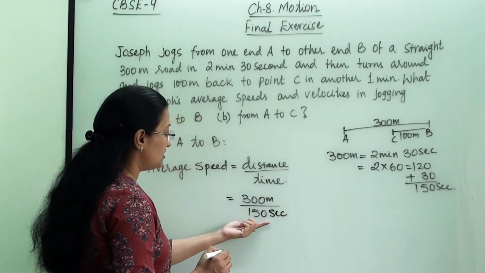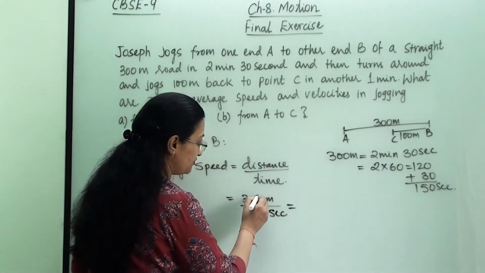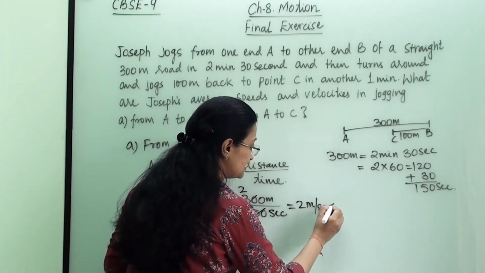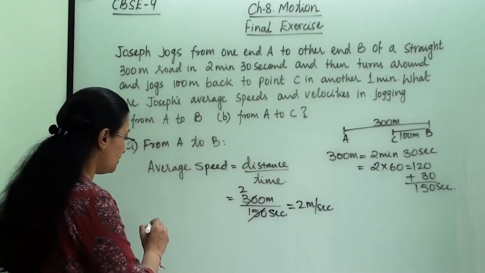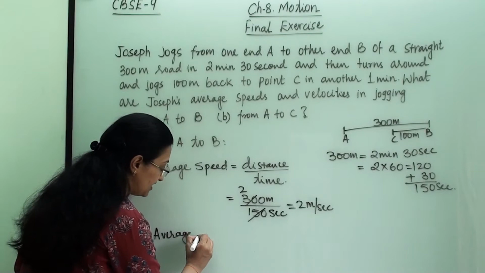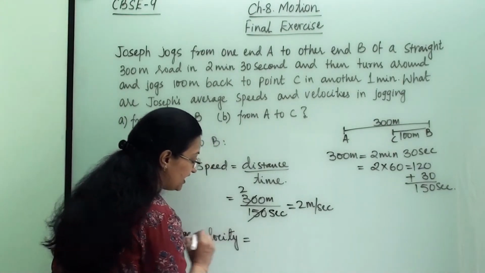That much time he takes for A to B. So here we will get 300 divided by 150, so 2 meter per second will be his average speed for A to B patch. Now we have to find out the average velocity for A to B patch.